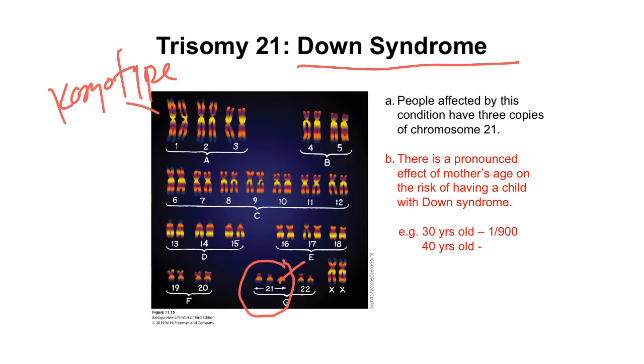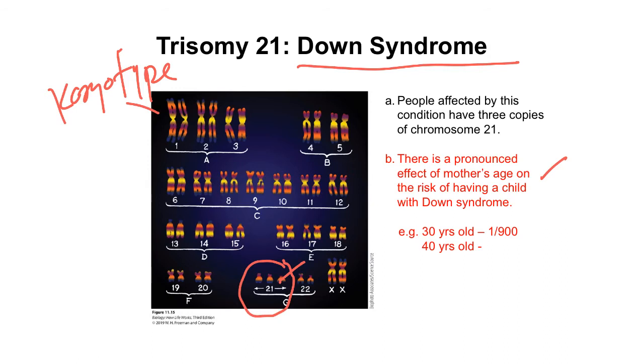And these individuals appear to have a very specific set of clinical traits that is indicative of the condition. And one of the really alarming trends is especially for the mothers, because there is a very clear effect of mother's age on the risk of having a child with Down syndrome.